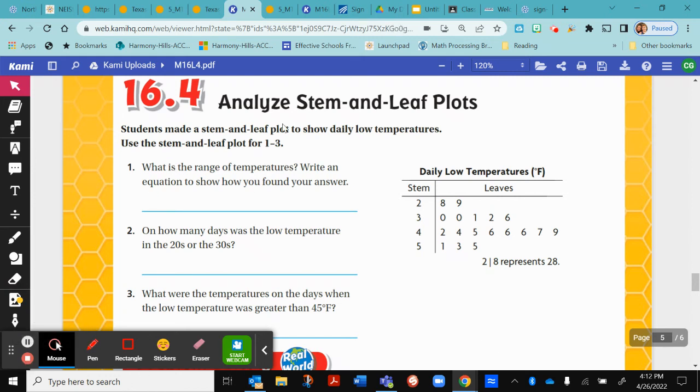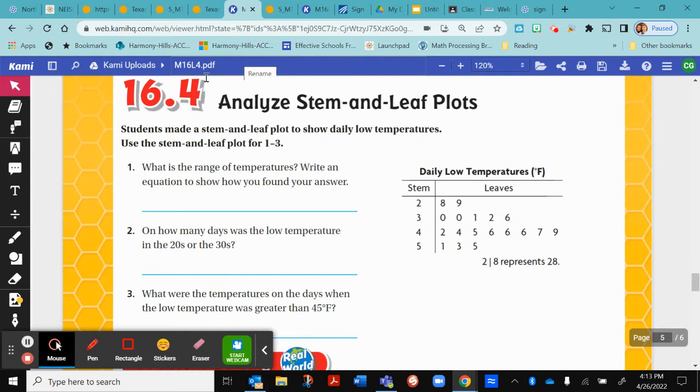Everybody. Okay, so for today it's 16.4. We're going to analyze the stem and leaf plots, and then we're going to move on tomorrow to scatter plots. So let's get started. Number one. Well, first of all, the students made the stem and leaf plot to show daily low temperatures.